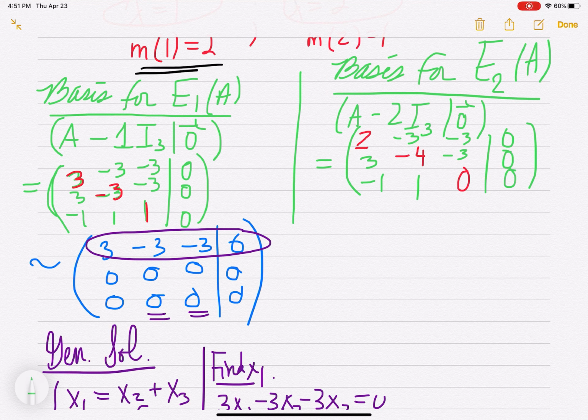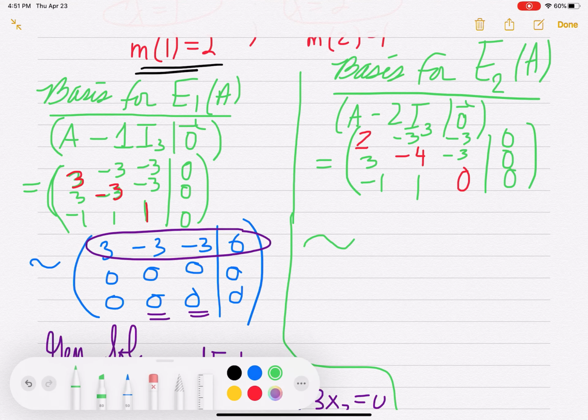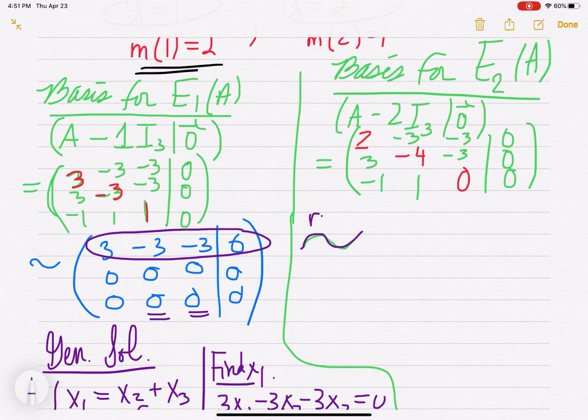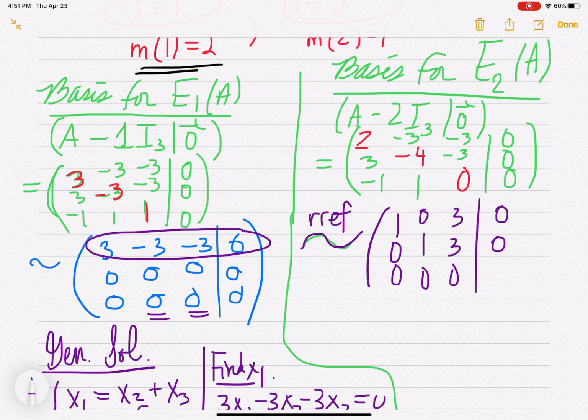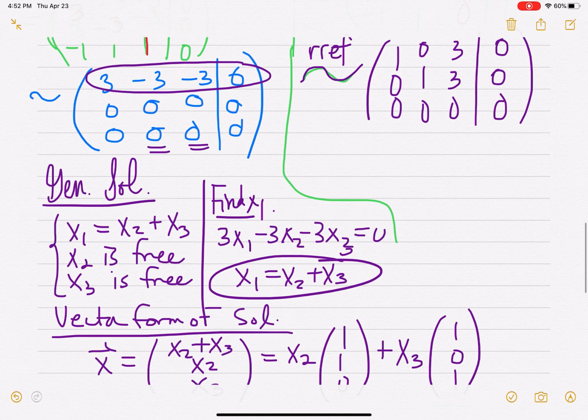It turns out you can RREF this. I'm going to go ahead and RREF this. It's not too easy to do, so let me use a calculator. When you RREF that, you end up getting 1, 0, 0; 0, 1, 0; 3, 3, 0, augmented with the 0 vector; 0, 0, 0. Okay.